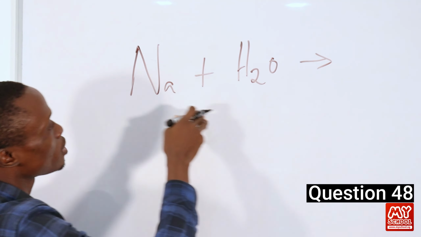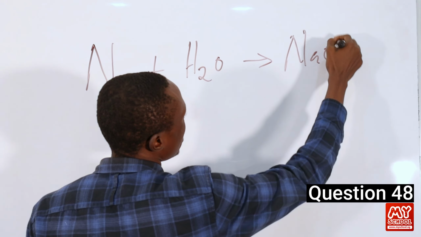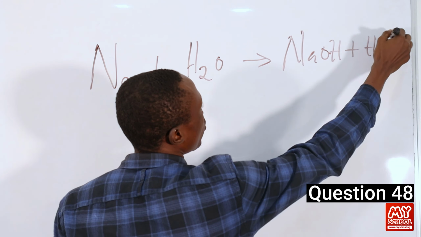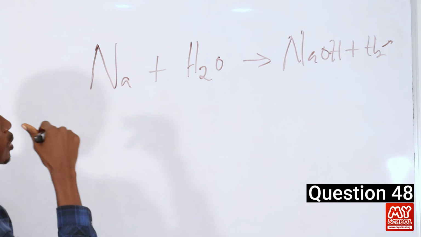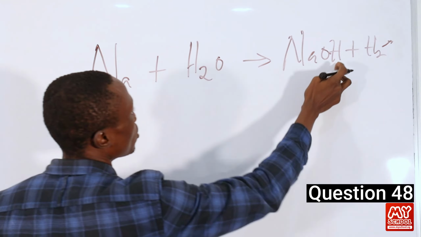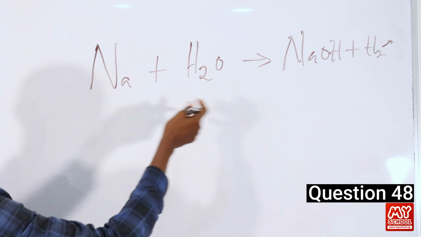Okay, so when sodium reacts with water, definitely you are going to be having sodium hydroxide and hydrogen gas. Of course, this hydrogen will be given off in the form of vapor. So let's try and balance this equation because it's not balanced. We are having 3 hydrogens here and 1 oxygen. So let's balance this up.